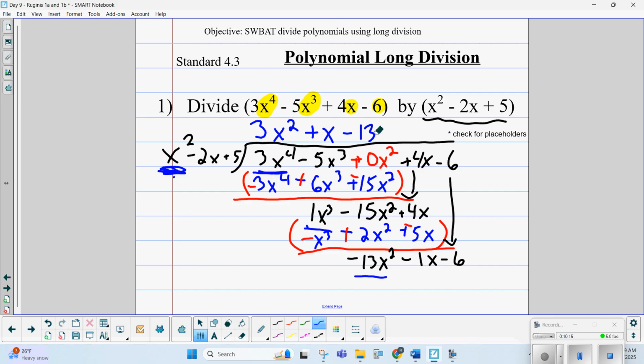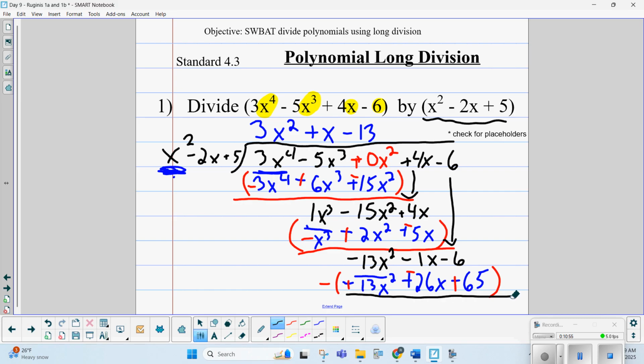And then repeat, we'll distribute negative 13 times x squared, negative 13x squared. Negative 13 times negative 2x is 26x. And negative 13 times 5 is negative 65. And repeat, so we'll distribute the negative, right? So that becomes positive 13x squared, negative 26, positive 65, and then we'll add them up.